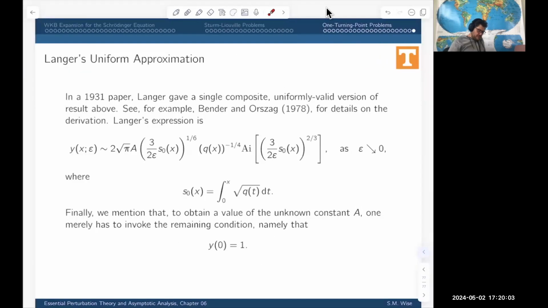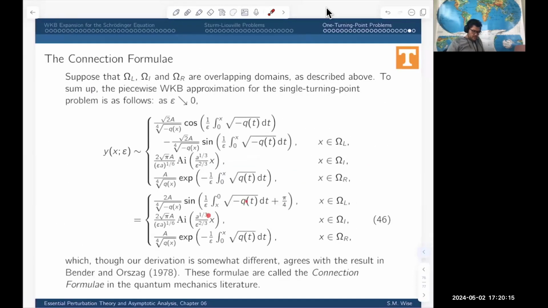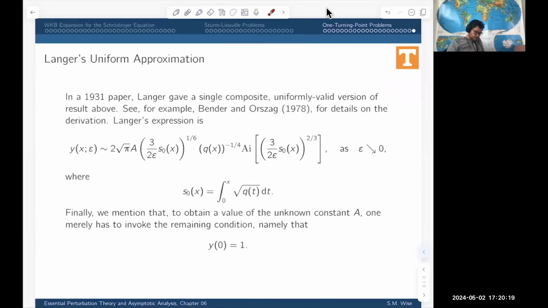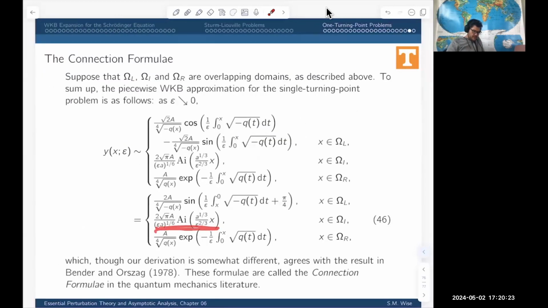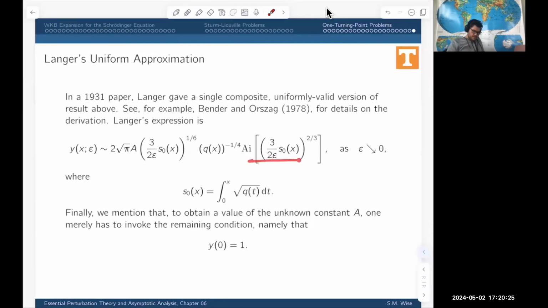I'm not going to try to go through this or explain it. Maybe in future iterations of this class, I'll have students derive this and show that, in fact, in these three regions, you just get these terms, these expansions. The easiest one to show right away is this one, that this is an Airy function, because it's basically constructed from an Airy function.